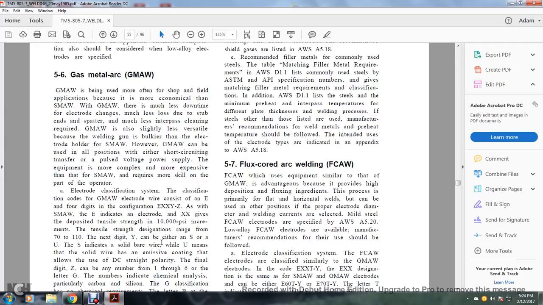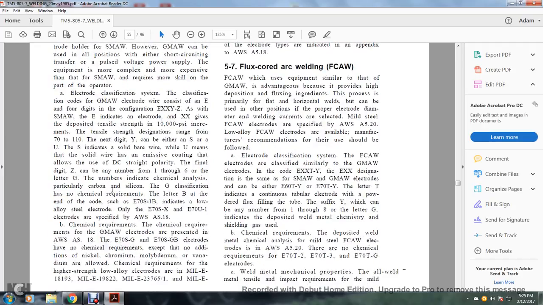Gas metal arc welding is slightly less versatile because the welding gun is bulkier than the electrode holder of shielded metal arc welding. However, gas metal arc welding can be used in all positions with either short circuiting transfer or a pulsed voltage power supply, but this equipment is more complex and more expensive than shielded metal arc welding. It requires more skill on the part of the operator.